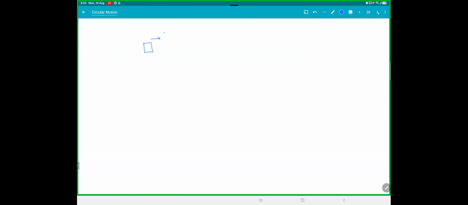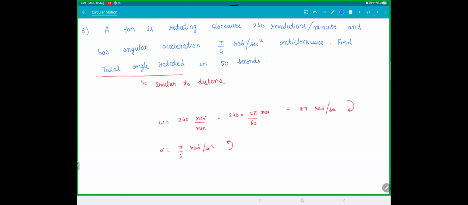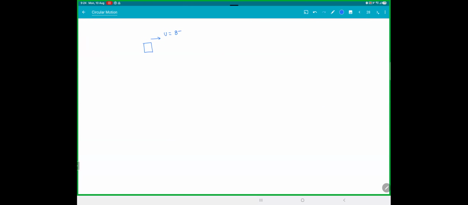So what I'm suggesting, consider this like a block. The block is going with an initial speed u equal to 8 pi, because the direction doesn't matter here. And it feels a deceleration a equal to pi by 4. Now, if I ask you how this particle is traveling, what will you say? It will go forward and then take a turn, remember? So it is rotating clockwise for some time and then anti-clockwise for some time. So let's find where it is stopping.